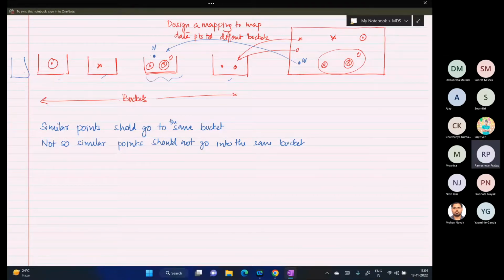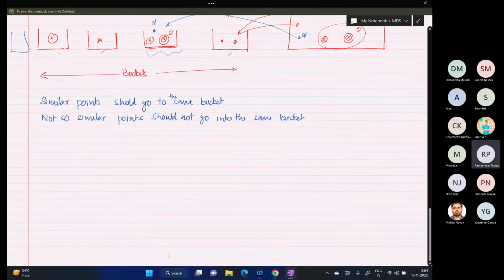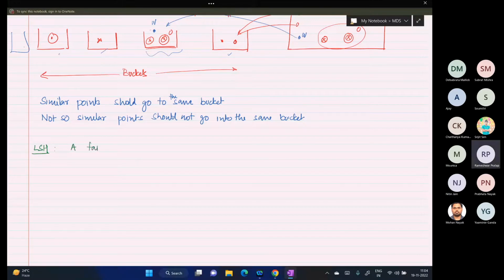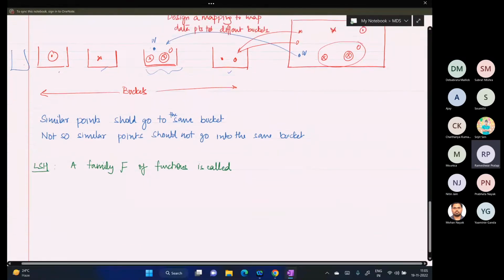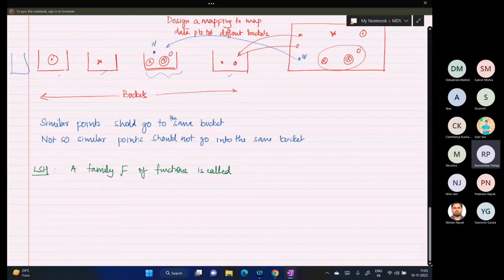right? And locality sensitive hashing gives one such hash function. So now I'll be more precise. In this example, I was just stating that this hash function maps similar points into the same bucket with high probability, and not so similar points into the same bucket with very small probability. Now I'll be formally stating this.